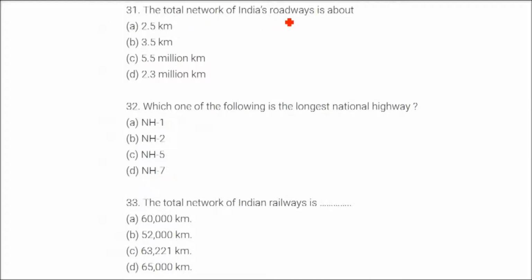The total network of India's roadway is 2.3 million kilometers. 31 is D. Which one of the following is the longest national highway? We already talked about it, so we'll just take this, 32 D. But you know that NH7 is there, but it is already combined with the NH44. The total network of Indian railways is 63,221 kilometers.